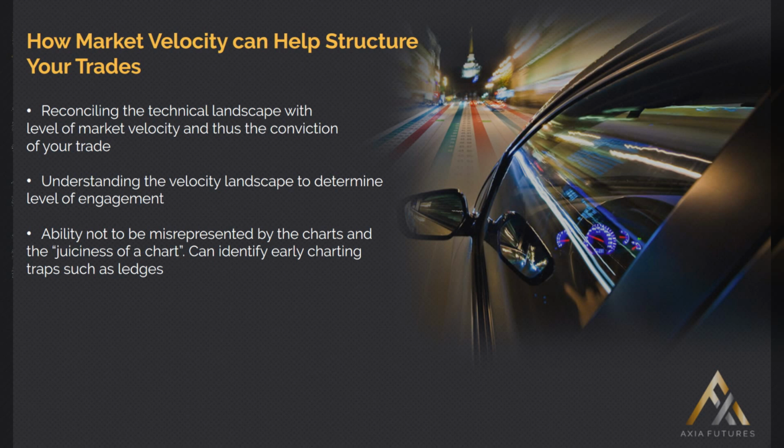And it's the same by judging the corners and the bends in the marketplace, by judging the obstacles of different types of order strategies and execution strategies that are going on in the market. So it's key and critically important to be able to judge the market environment and the velocity that's going through the order book, the auctioning activity, the speed of orders. That's really going to help determine how you're going to structure your trades. So you really have to reconcile the technical landscape with the level of market velocity, and thus the conviction of your trades.